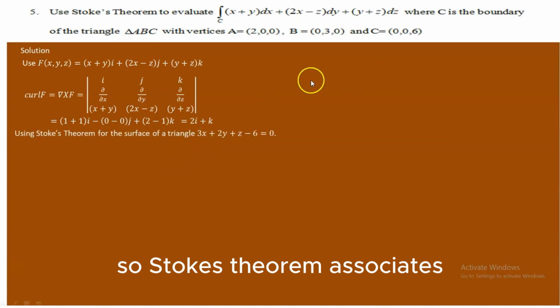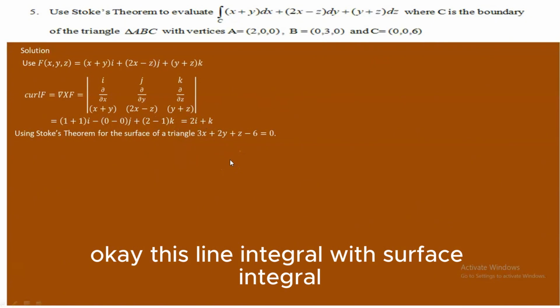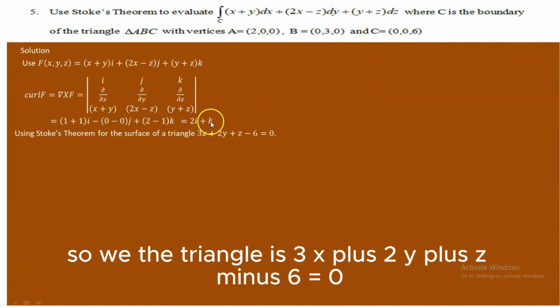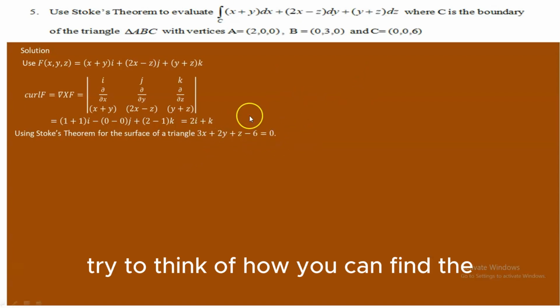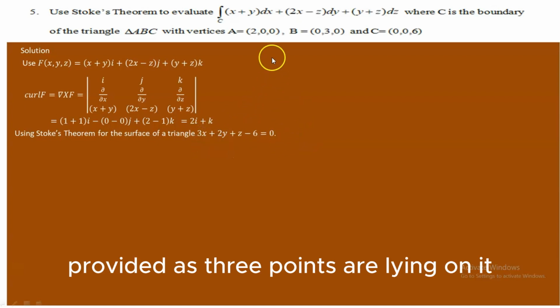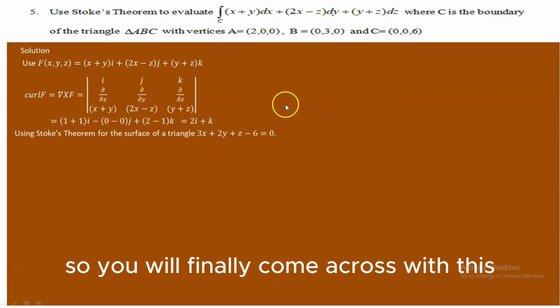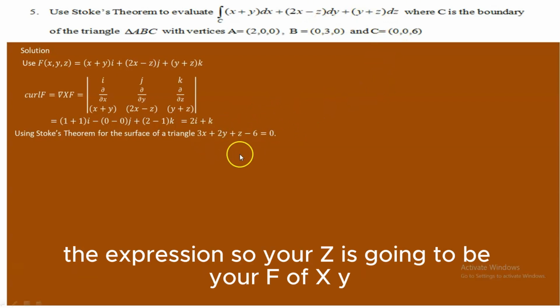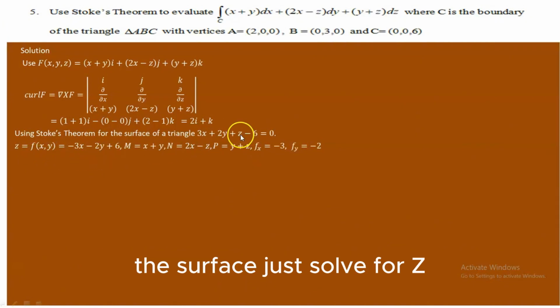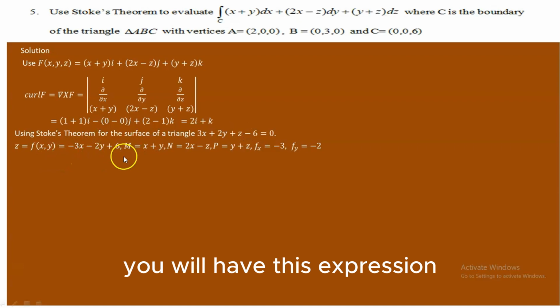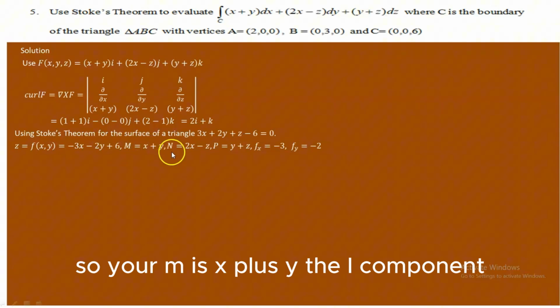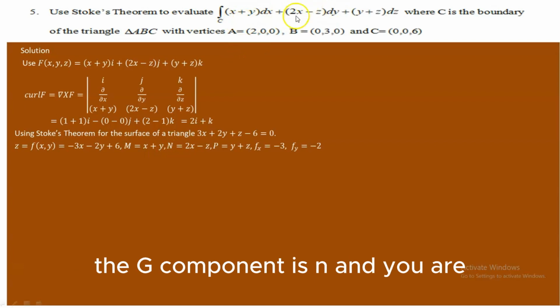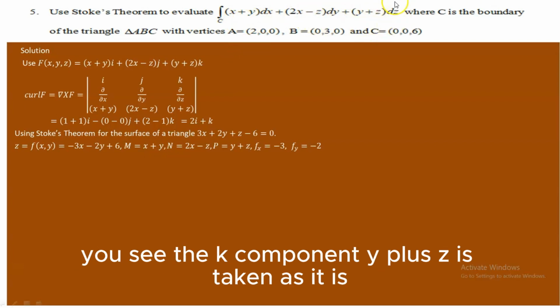So Stokes theorem associates this line integral with a surface integral. So the triangle's plane is 3x plus 2y plus z minus 6 equals 0. Try to think of how you can find the equation of a plane provided that 3 points are lying on it. So you will finally come across with this expression. So your z is going to be your f of x, y, the surface, just solve for z. You will have this expression. So your m is x plus y, the i component, the j component is n, and the k component y plus z is taken as it is as p.